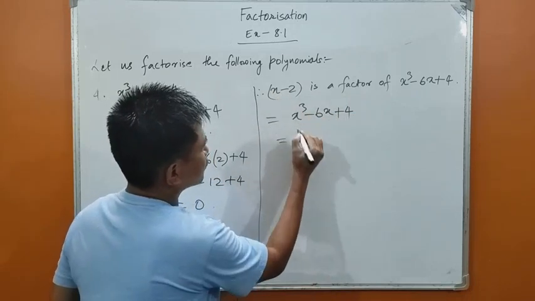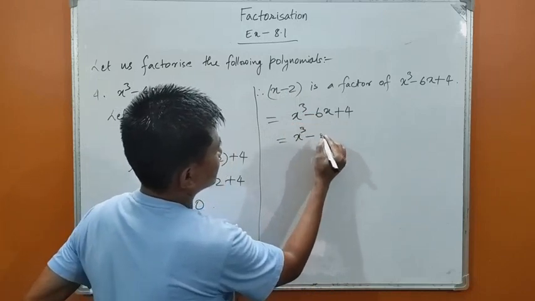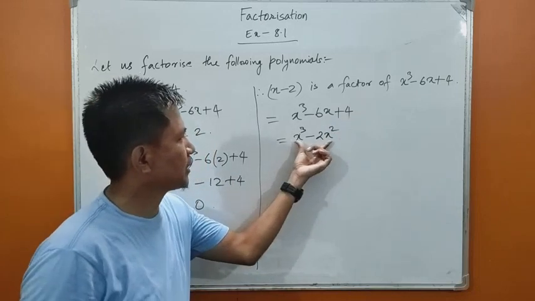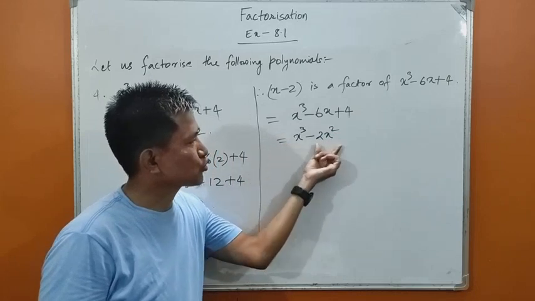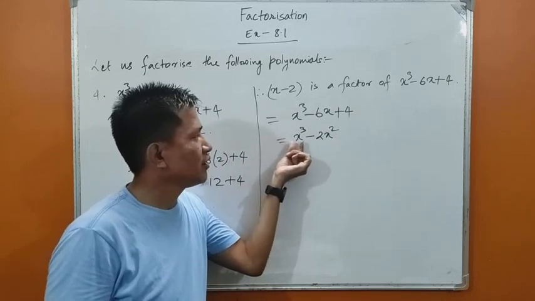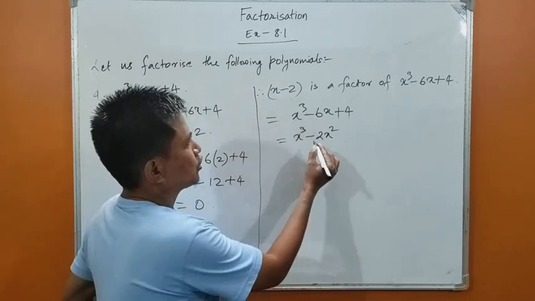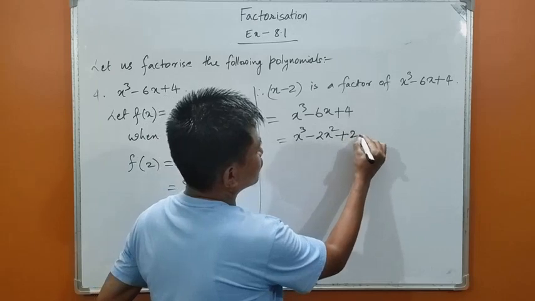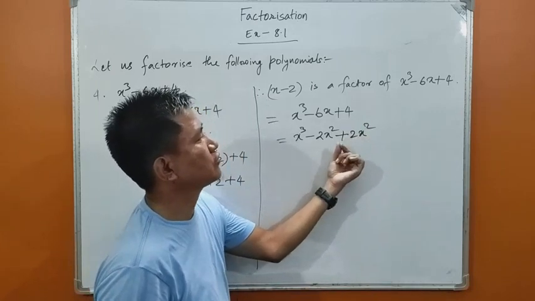So we need x minus 2, x cubed minus 2x square. Let us take x square common from these two. What remains inside? X minus 2, isn't it? We need x minus 2, so we need to balance this. Minus 2x square means plus 2x square. Minus 2x square and plus 2x square cancel out.